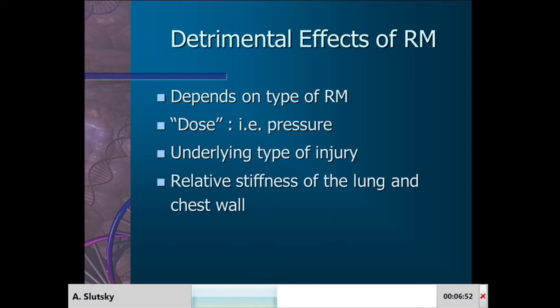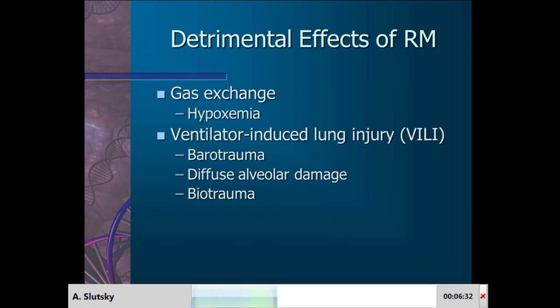Underlying type of injury, whether it's primary or secondary ARDS, and the relative stiffness of the lung and chest wall. Because the importance here is that we usually think about a sustained inflation in terms of what the airway pressure is. But really the important pressure is the transpulmonary pressure. And that's usually not measured. So what are the negative impacts? Well, there can be increased hypoxemia, in fact, if you increase the pressure too much.